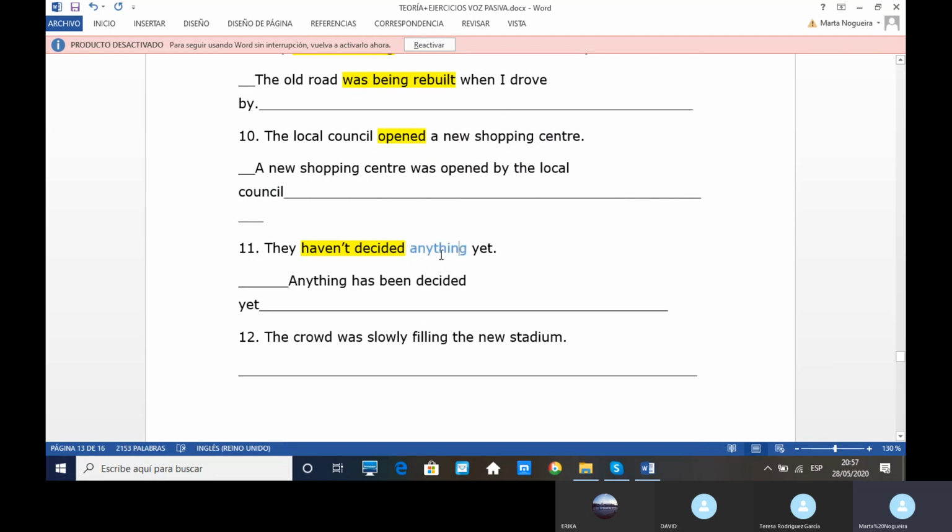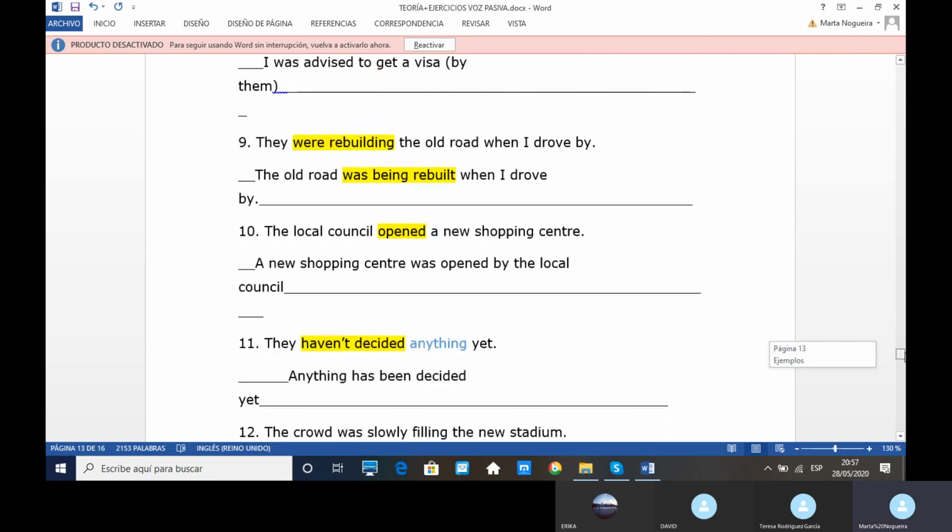Y normalmente, chicos, voy a poner el anything en las afirmativas con el has, ¿vale? Entonces, anything lo muevo aquí y digo anything. ¿Cuál es el presente perfecto del to be? Has o have y el participio. Pues has been, has porque es singular. Si fuera en plural sería have been y luego el participio, decided. We will keep on practicing.